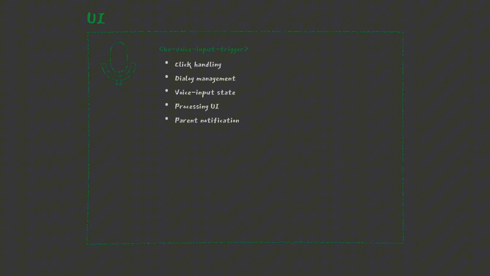So what do we need from a UI perspective to integrate voice input into your application? First of all, a trigger button that will initiate the process. It can look like a simple microphone icon, but it makes sense to implement it as a separate component. In addition to handling the click, it will be responsible for opening the dialog window and managing its events, interacting with the voice input state, displaying animations during speech processing, and emitting a completion event to the parent component.